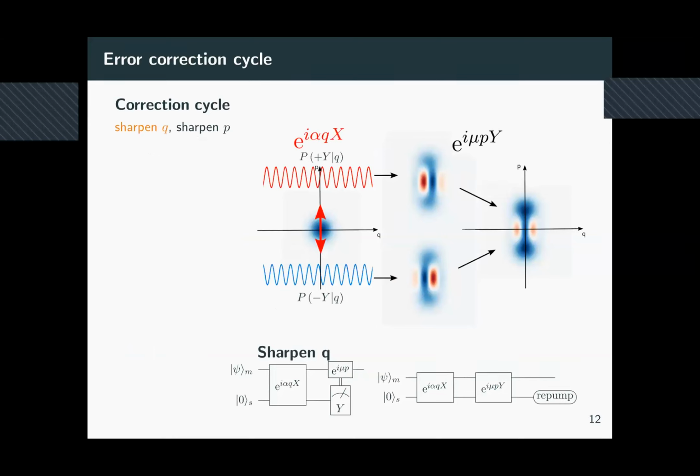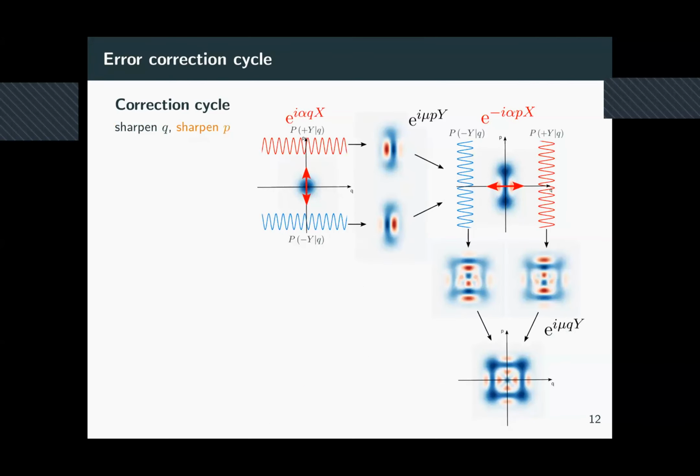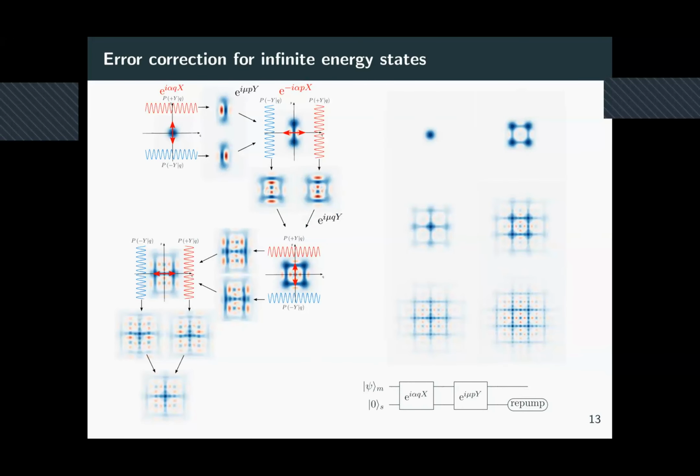I drew some little pictures to see what happens if you do this on the ground state. So for the full error correction cycle, first you have to apply this in Q, and then you do the same thing in the P quadrature. And you see that if you repeat this, you start to project the state into the GKP state. But if you keep doing this, you will essentially keep increasing the energy of your state, because this sequence is essentially designed for the infinite energy GKP states.